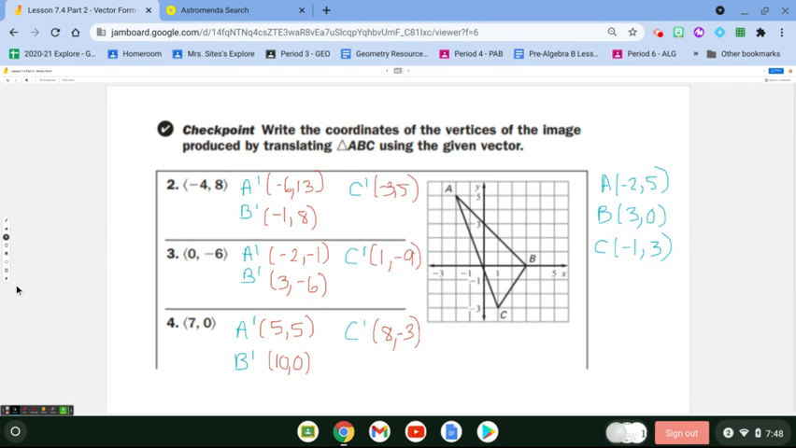And then for number 4, the horizontal component would be 7, so we'd be sliding 7 units to the right and no units up or down. So A prime would be 5, 5, B prime would be 10, 0, and C prime would be 8, -3.